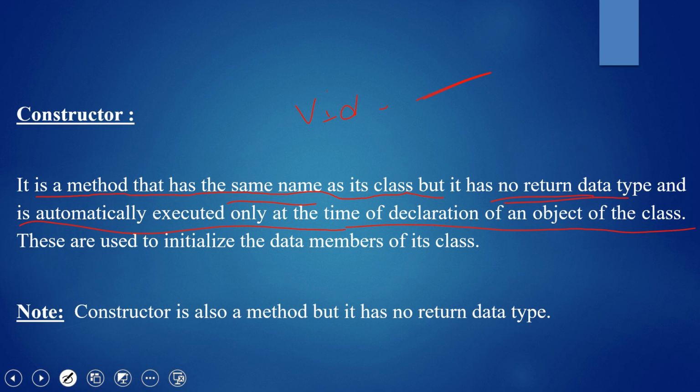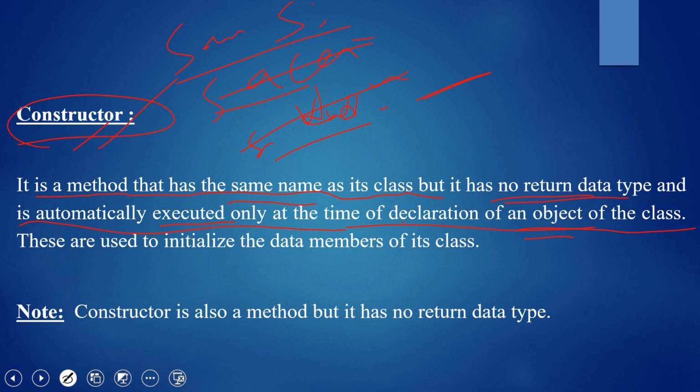So generally we call methods with the object. For example, if we declare sample s, then s dot accept, s dot display, we used to call like this. But if we declare it as a constructor, there is no need of calling. Whenever we create an object, this constructor will automatically execute. It is automatically executed only at the time of declaration of the object. If we declare any object of the class, this constructor will execute, with no need of calling with the object.